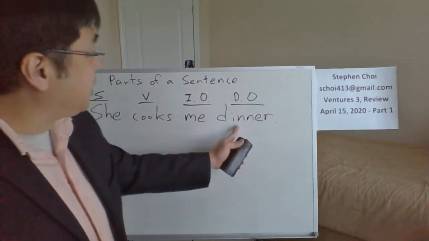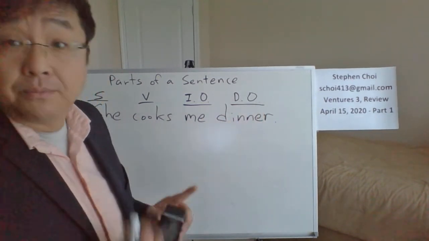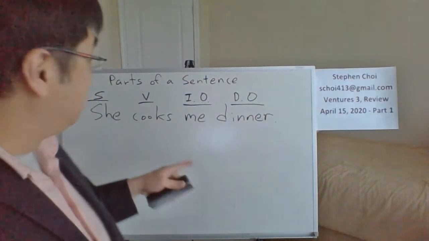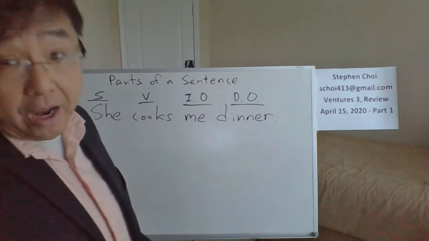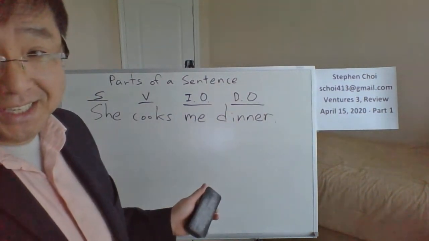So, she cooks dinner. Direct object. She cooks me dinner. She cooks dinner. I receive dinner indirectly, okay? So that's the indirect object and direct object, okay? Simple? Does that make sense? All right.